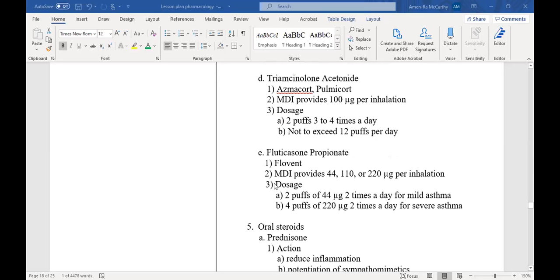Okay, the next one is fluticasone. Fluticasone propionate. Notice I don't say these second words. They're not that important, as long as you know the first one. But fluticasone, which you probably heard, is Flovent. Fluticasone is an inhaled steroid. It's the generic name for Flovent.